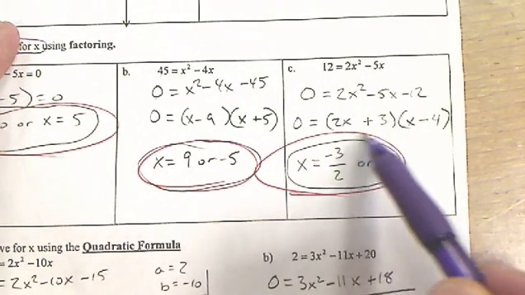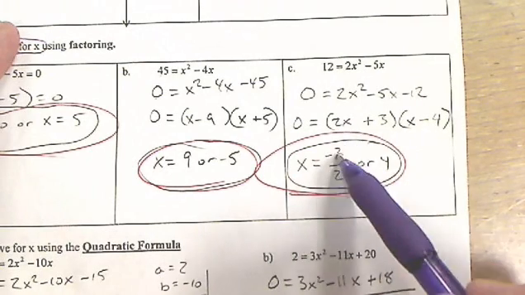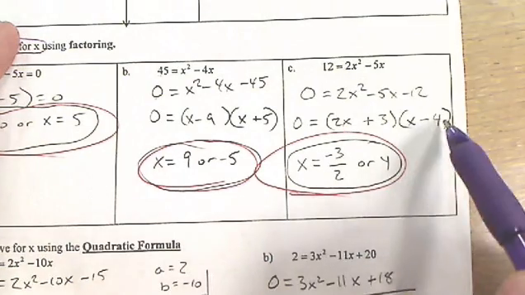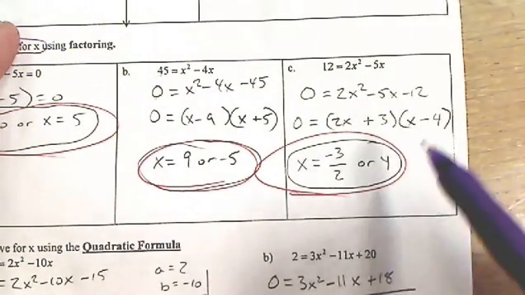And then what makes this guy 0? I subtract the 3, divide by 2. Add the 4 over.